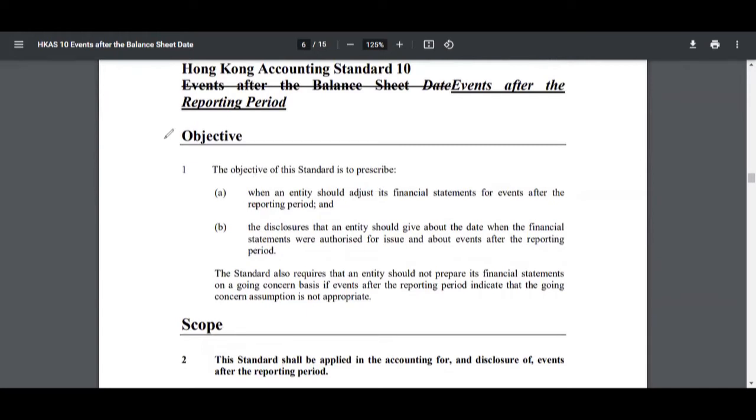So let's first study the objective of the standard, which was the first line in the content list. The objective of this standard is to tell the accountant or the management how you should adjust your financial statements for events after the reporting period. There are two types, as we saw: adjusting events and non-adjusting events. There are these two types of events that might happen after your financial statements period, and as an accountant, how would you take these events into account?